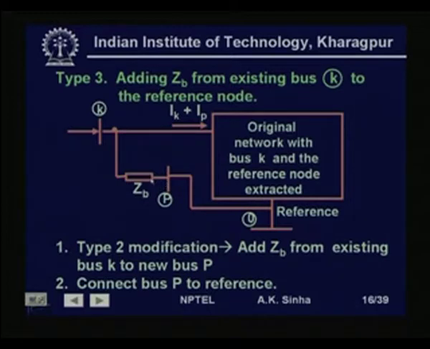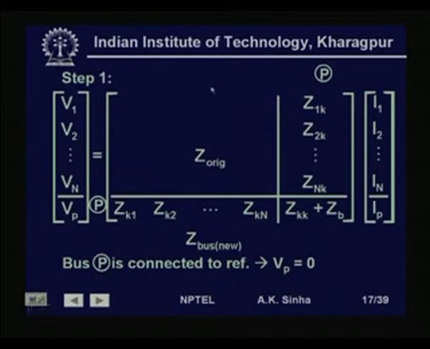That is, from a new node we add this branch Zb to bus k, which is same as type 2 modification, and then we connect this node p to the reference. So, now this branch Zb is connecting the node k to the reference. This is what this type 3 modification is. So, we do it in 2 steps. So, type 2 modification, add Zb from existing bus k to new bus p, and then connect bus p to the reference. So, let us see how we do that. So, first part, which is the type 2 modification, is very simple. We have already seen how to do it.